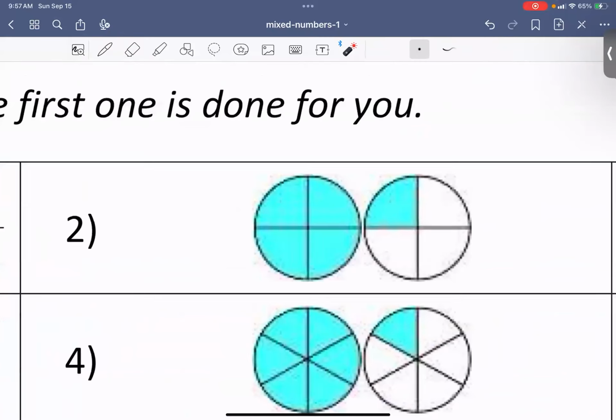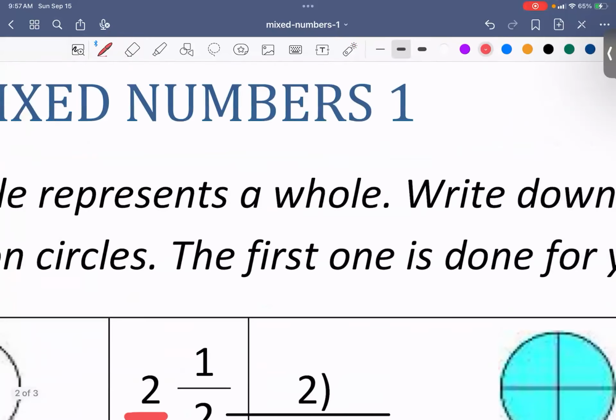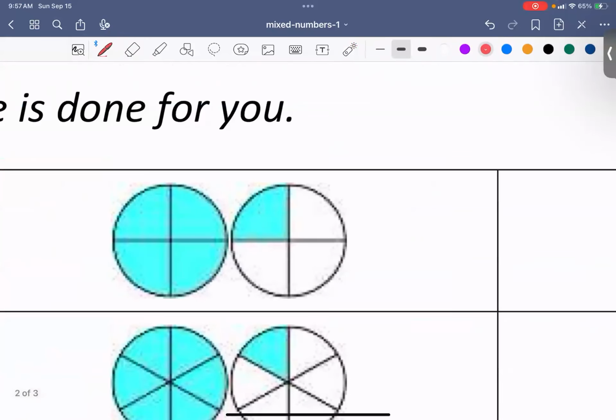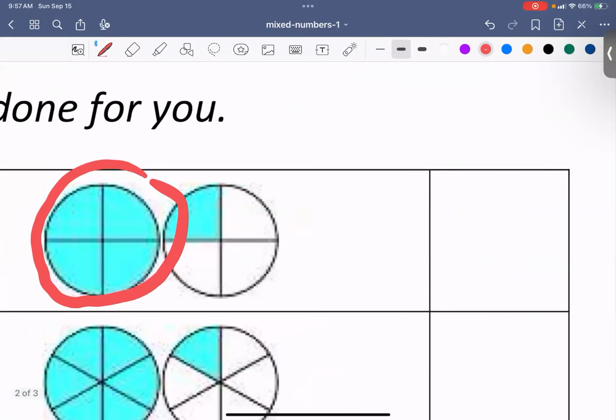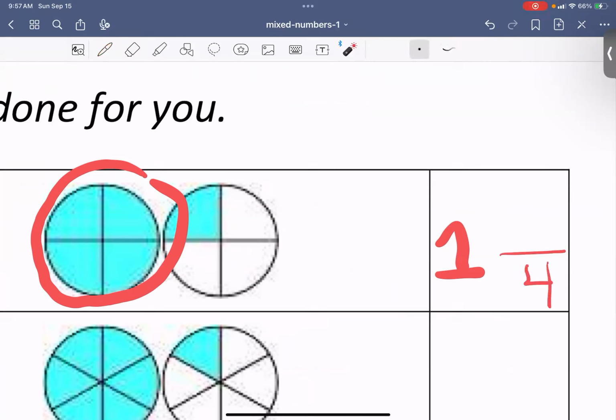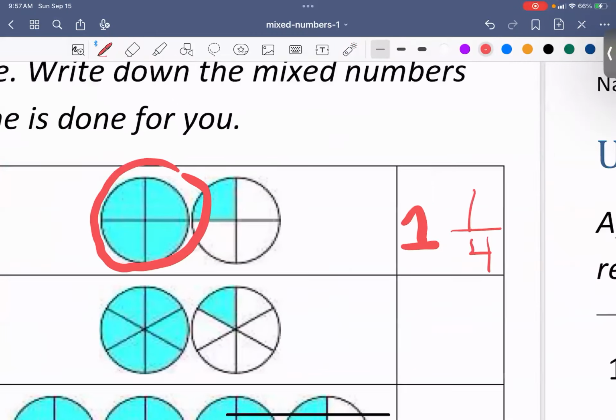We have one full circle that's shaded. And then this circle is cut into four pieces. And then only one part is shaded. So we have 1 and 1/4.